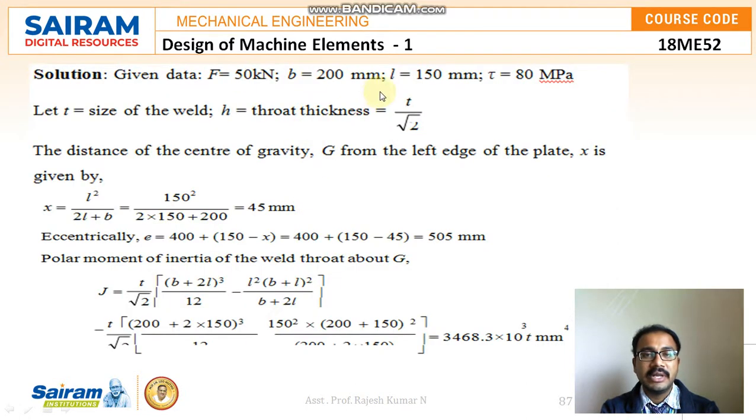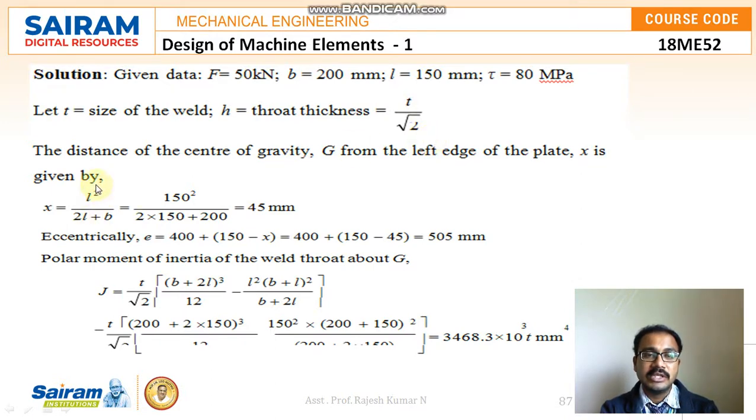So B is 200 mm and L is 150 mm, and the allowable stress is 80 megapascal. Let me assume a small t is the size of the weld and a small h is the throat thickness. Already we know from the data handbook that h is equal to t divided by square root of 2.